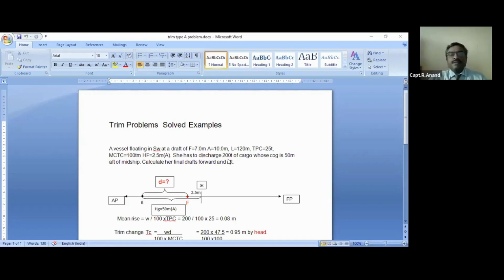Now, she has to discharge 200 tons of cargo whose center of gravity is 50 meters aft of midship. Now remember, for the trim change formula, we need the distance from the fulcrum, not midship. So we need to calculate that. The center of gravity of that weight which was discharged is 50 meters aft of midship. Calculate her final draft forward and aft.